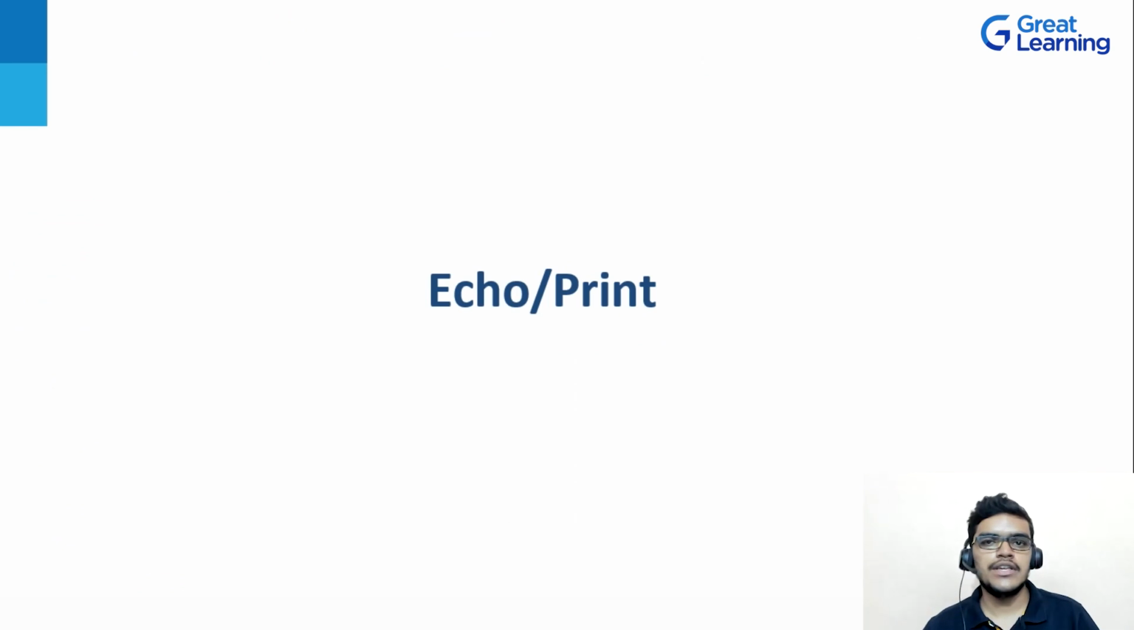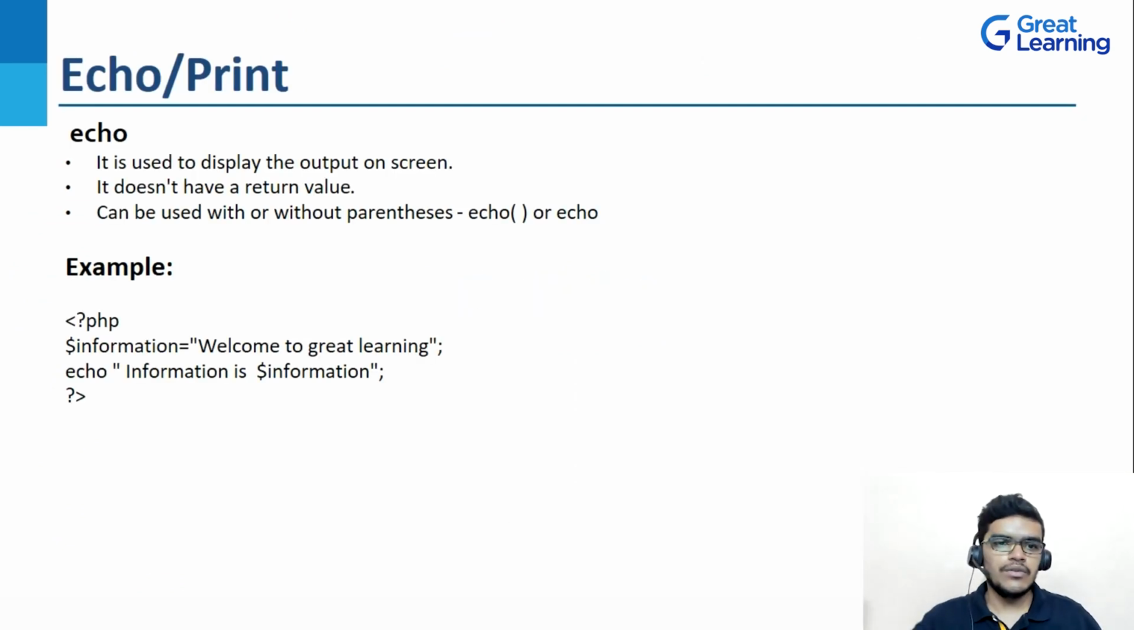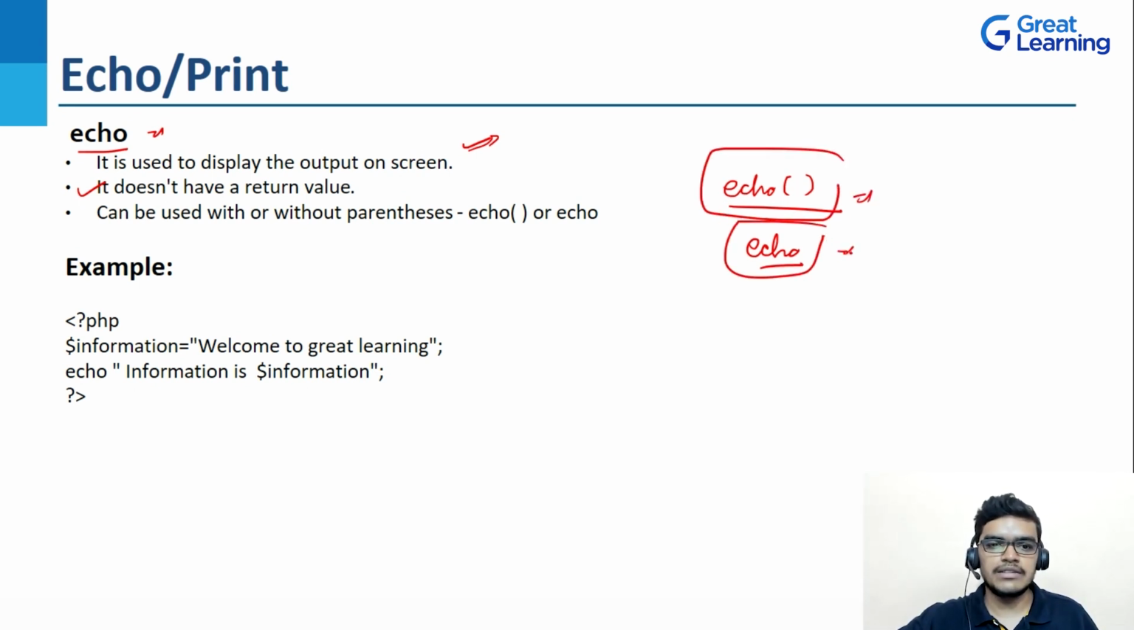So next we have the echo and print functions. So what is the echo function? As I told you, the formal definition of echo is that it is used to display the output on screen, right? But remember, echo doesn't have any return value. So you can write echo with parentheses, and you can also write echo without parentheses, right? So it can be used with or without parentheses. Now moving ahead, let's see the example. Well, we have already seen an example of echo, right?